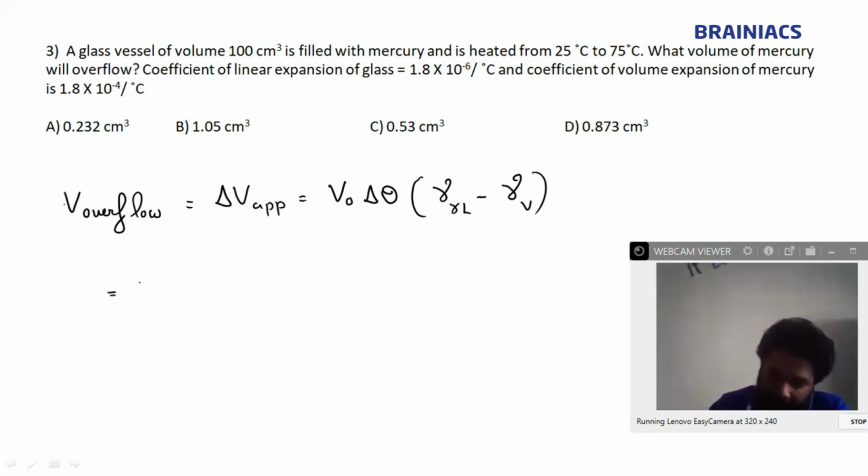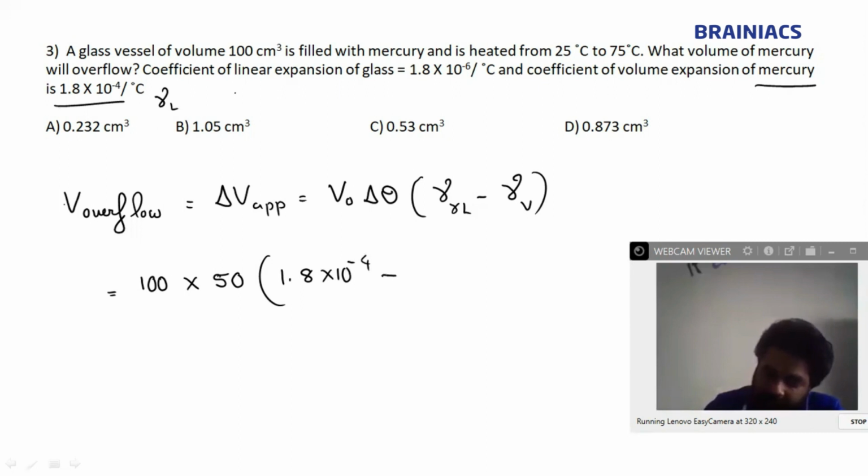So if we apply this, it is going to be 100. Since the answers are given in centimeter cube, I am maintaining it like that. 100 into delta theta, which is 75 minus 25, so the change in temperature is 50. The coefficient of linear expansion of glass is given, and the coefficient of volumetric expansion of mercury is given, which is 1.8 into 10 raised to minus 4. This is gamma of liquid, minus this one.